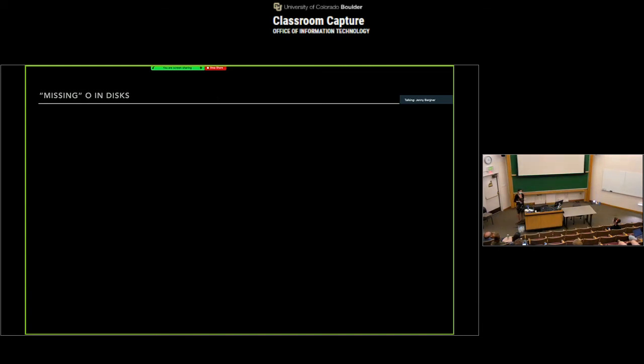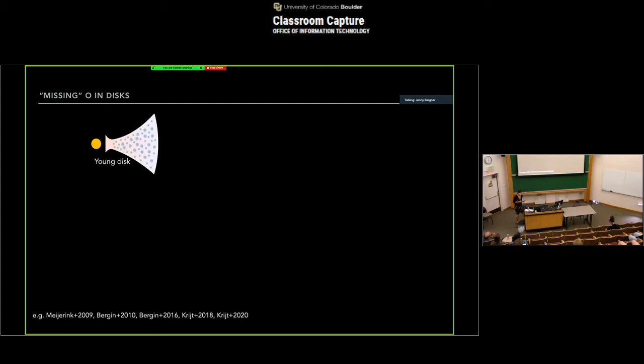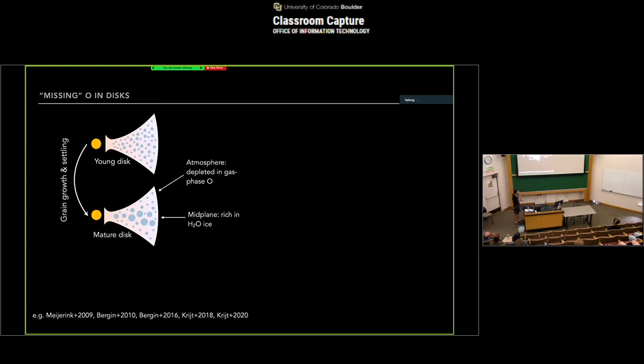Now, there's a really compelling explanation for why we are seeing this trend, and it has to do with how the physical evolution of the disk is coupled to the chemical evolution. The idea is that in a young disk, you have small grains that are evenly distributed throughout the vertical extent of the disk. And these small grains are coated in ices. As grain growth and settling proceed, these ice-coated particles grow and settle to the midplane and bring their volatile reservoir with them. So you end up with a midplane that's very rich in water ice.